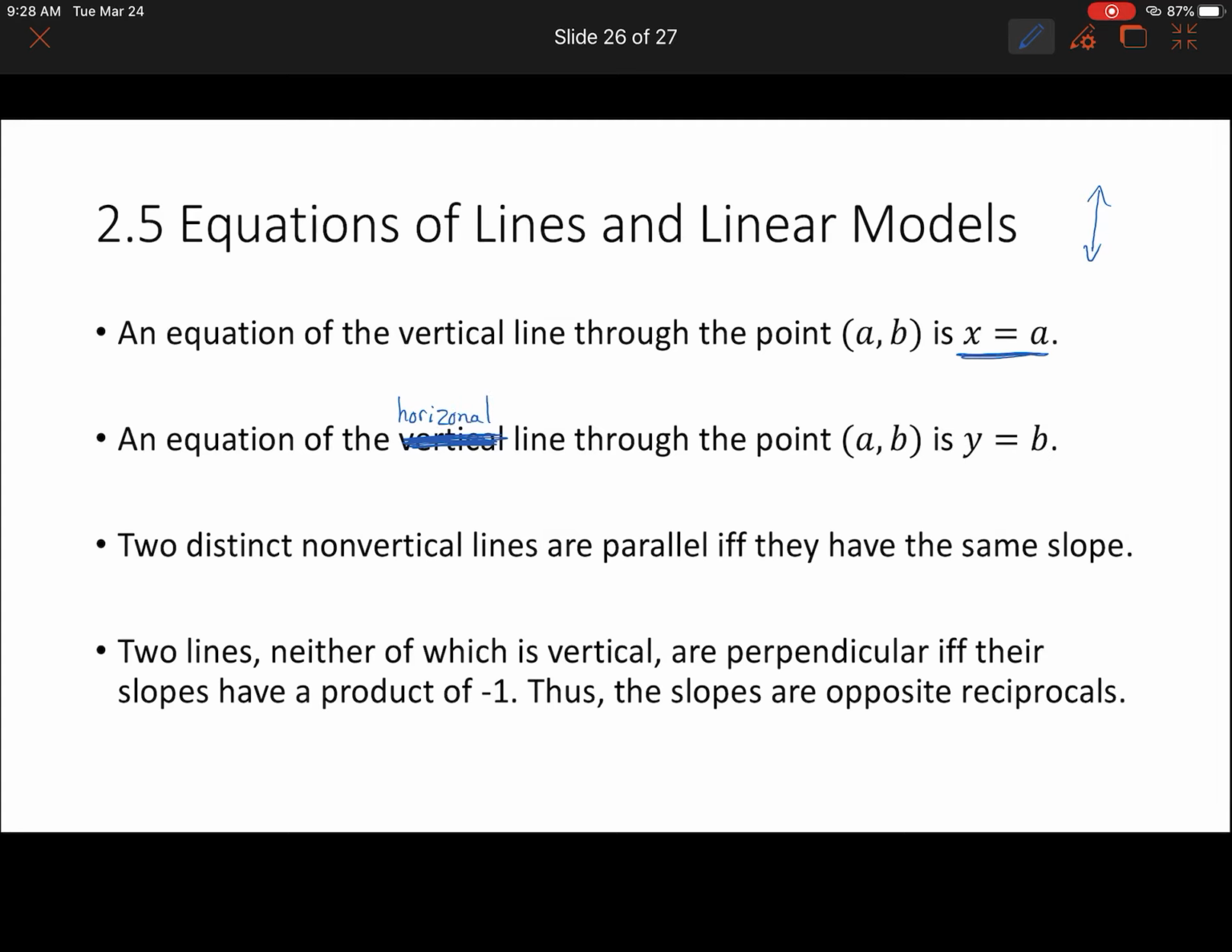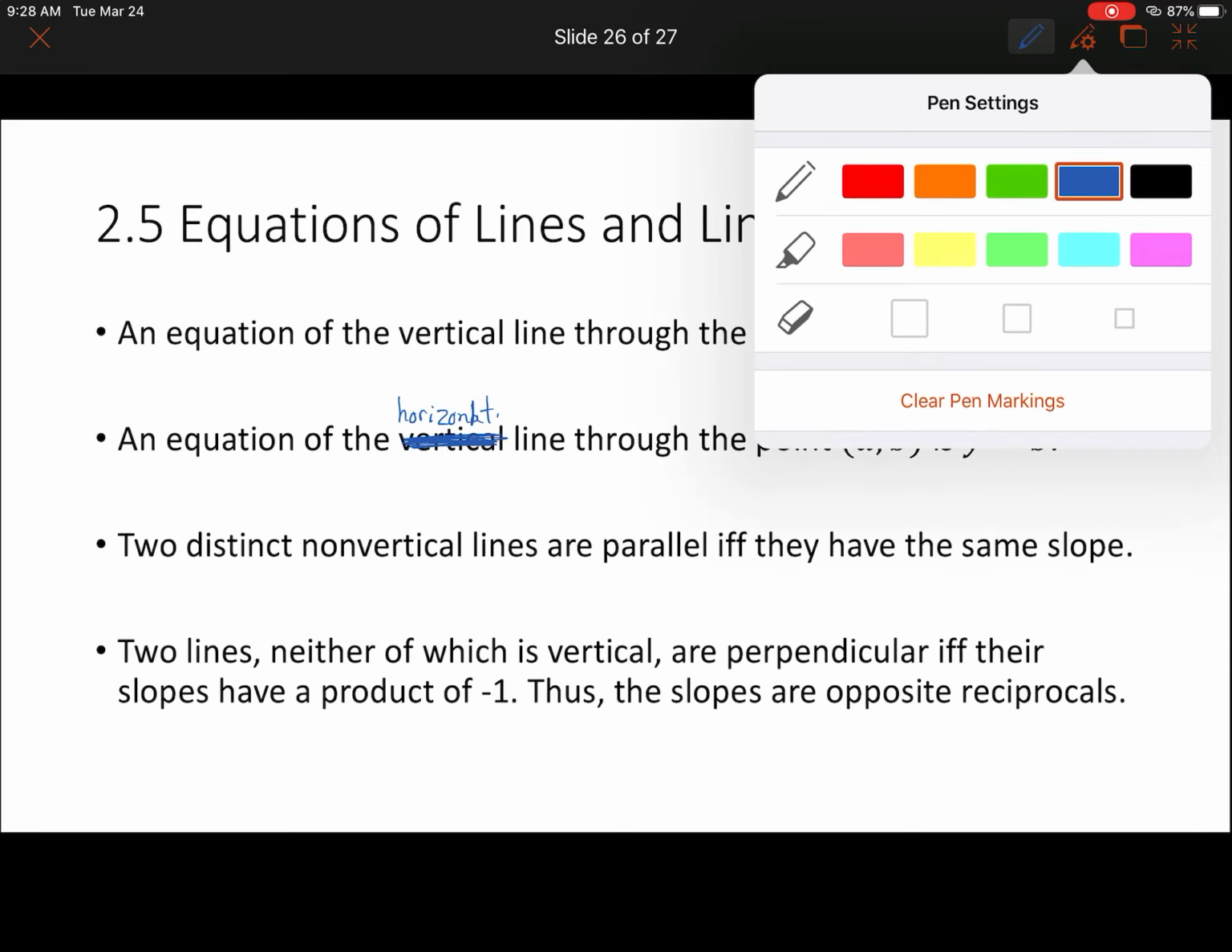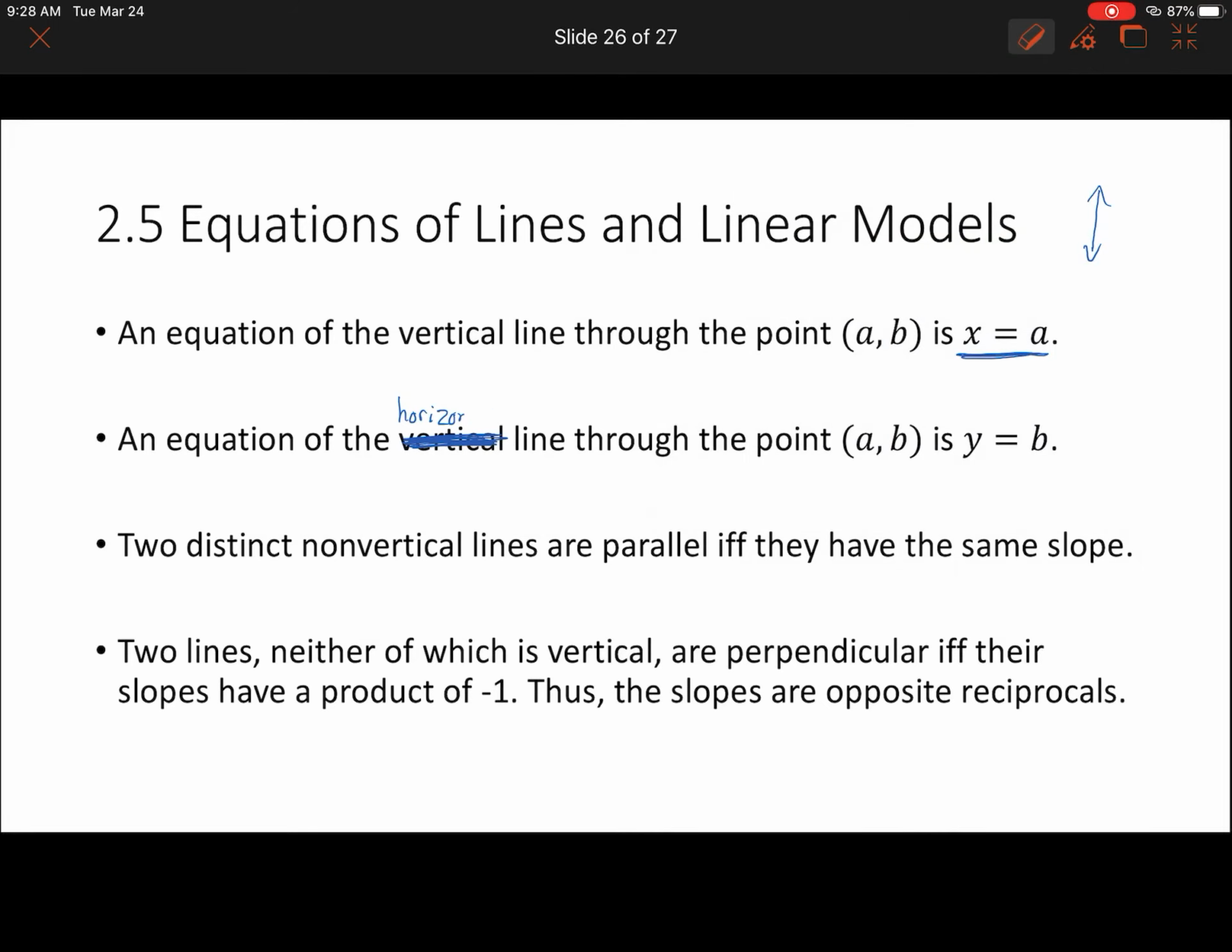This should say horizontal. I cannot spell today. Horizontal.